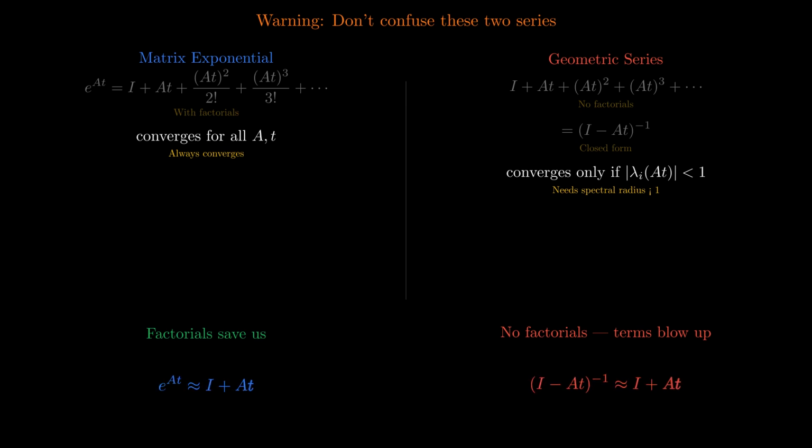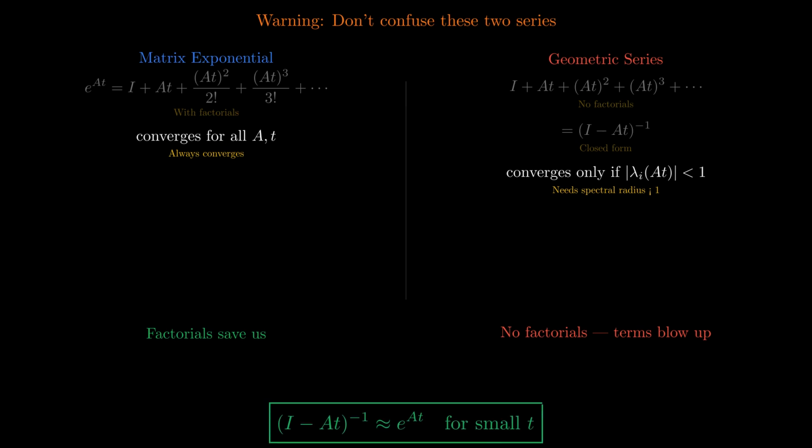Still, the two series do agree to first order. Both begin with I plus At. So for small t, the inverse of I minus At is a good approximation to e to the At, and that's exactly why implicit ODE methods use it. But make no mistake, they are not the same object.